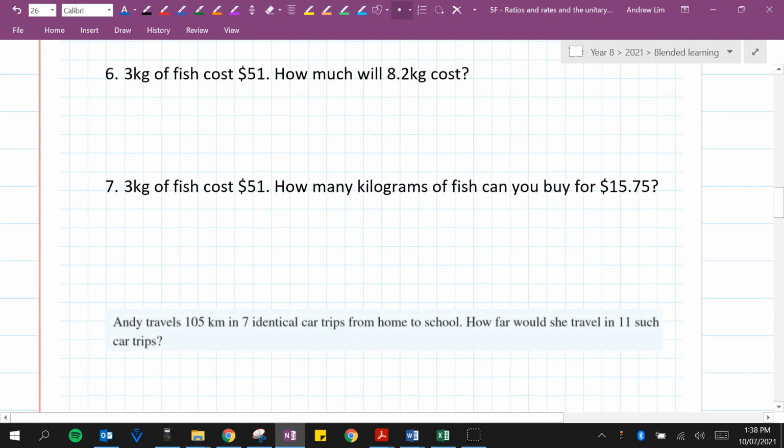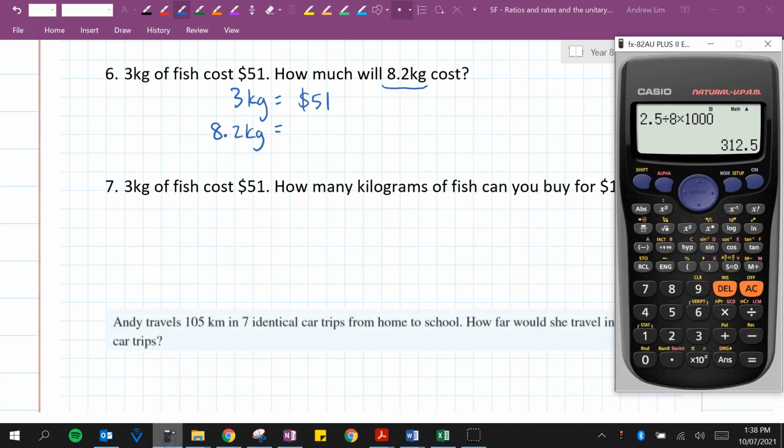One more. 3 kilograms of fish for $51. How much will 8.2 kilograms cost? 8.2 kilograms, I need to put that underneath the kilograms. Okay, make sure they're underneath the same unit. Take the bottom number, 8.2, divide by what's above it, the 3, times by what's across, 51. $139.40.